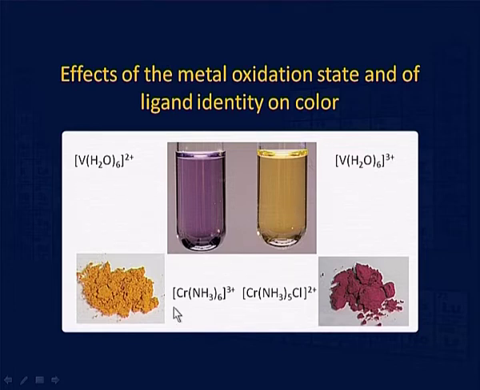in a different color. In another example, we have two solids, one having 6 ammine ligands. If you replace one of the ammine ligands by a chloro ligand, the resultant complex is an altogether different colored compound. So, what makes the change in the color with the change in the oxidation state and also with the change in the ligand identity?